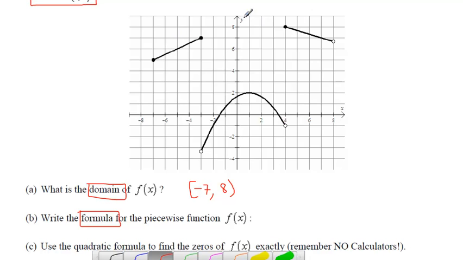So let's do the linear functions first. Those will be pretty easy. All I need to do is come up with some points. Here is going to be negative 7, 5. And over here is going to be negative 3, 7. That's a negative. And over here, the points are 4, 8.